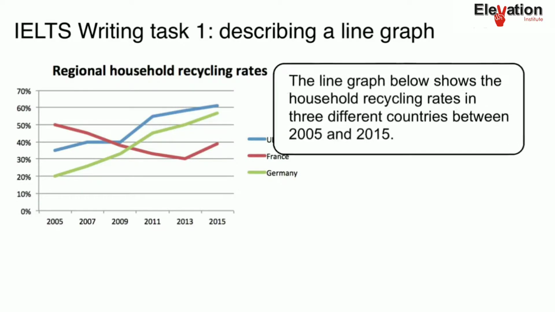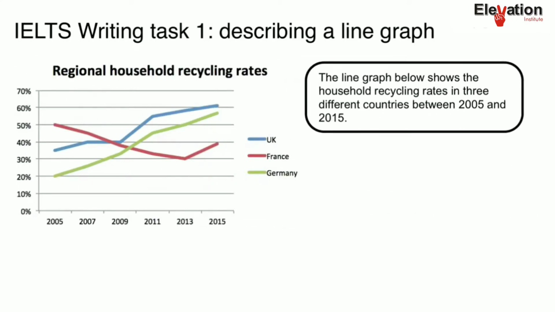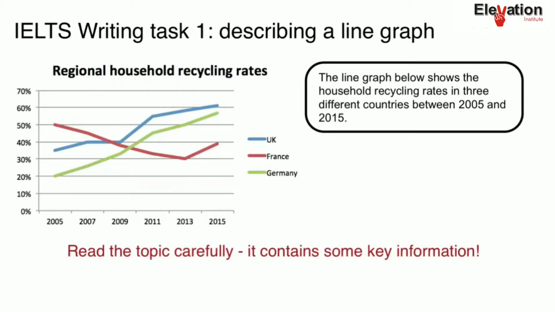What it says: the line graph below shows the household recycling rates in 3 different countries between 2005 and 2015. So, you are always given a description of your graph in your topic. This information is very important as it helps you to understand what's going on in your graph. So, read the topic carefully.